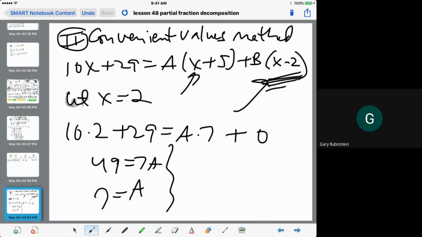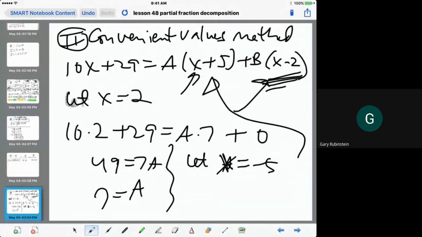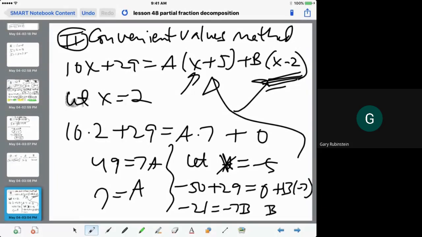What about b? Anyone want to say into chat how you can almost start this process over? Yes, if you let x equals -5, go back to this and put -5 into all the x's, you would get -50 plus 29 equals 0 plus b times -7. So it would become -21 equals -7b, or b equals 3. And that is called the convenient values method.